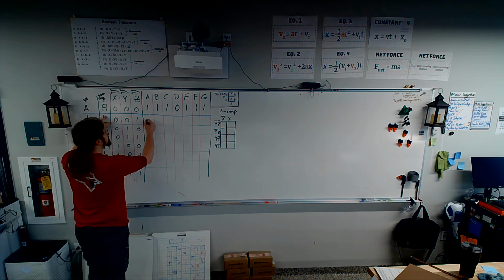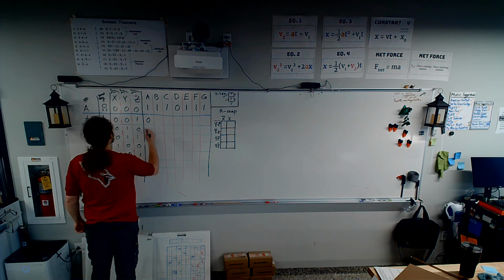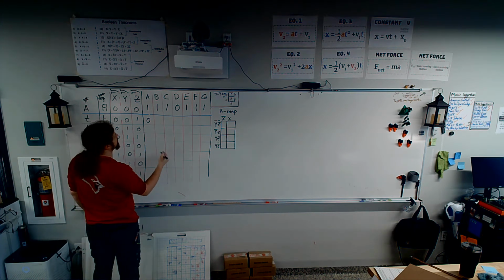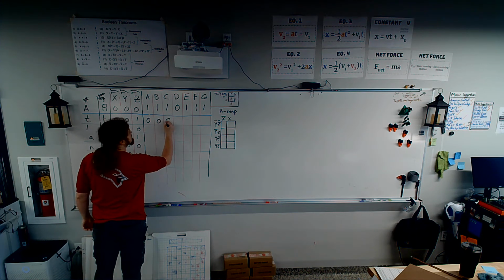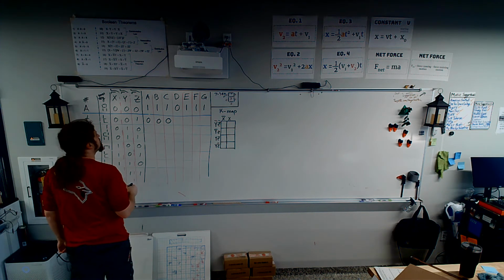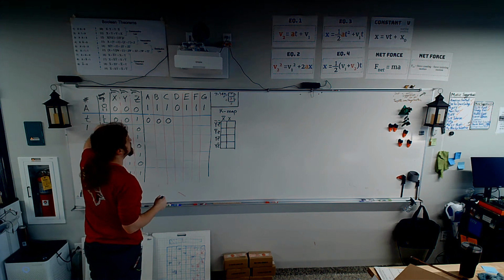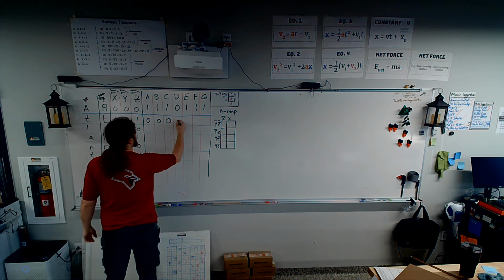For T, A is going to be a 0. This is a good place to fast forward if you're watching from home. B and C are going to be zeros. Then I'm going to have D, E, F, and G all on.